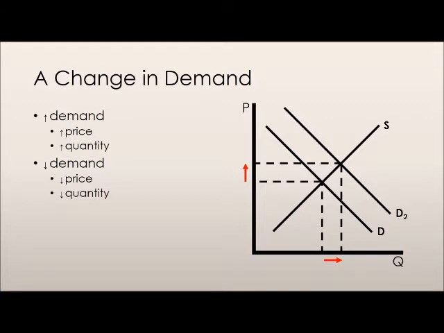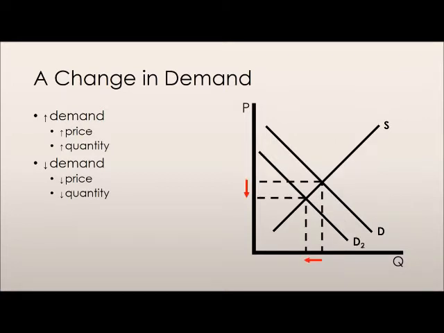Now that more people want this good, buyers will bid up the price. Sellers, seeing this higher price, will produce more. This will continue until the quantity demanded equals quantity supplied. All in all, an increase in the demand for a good will shift the curve to the right and result in a higher equilibrium quantity and price.